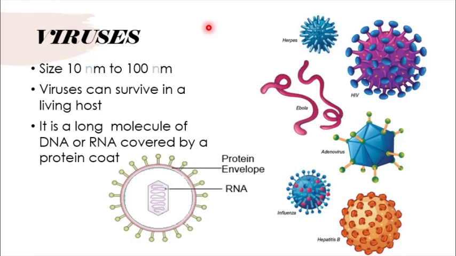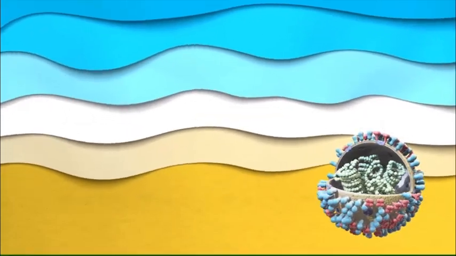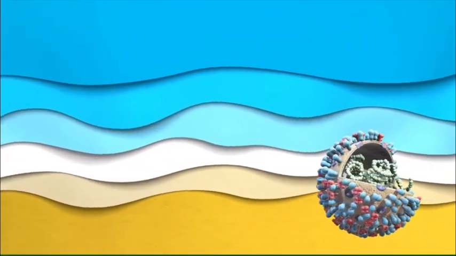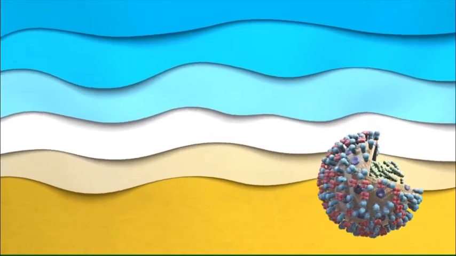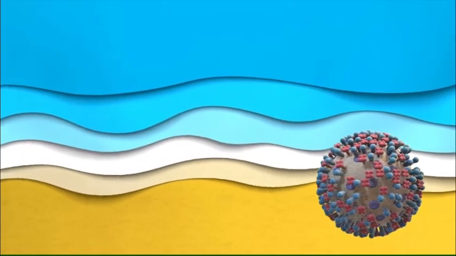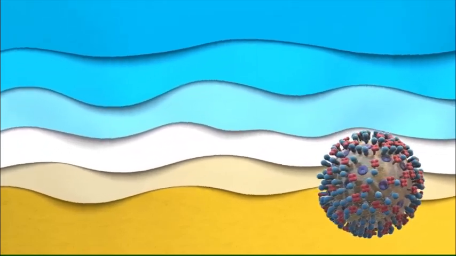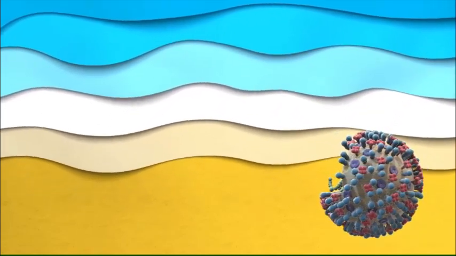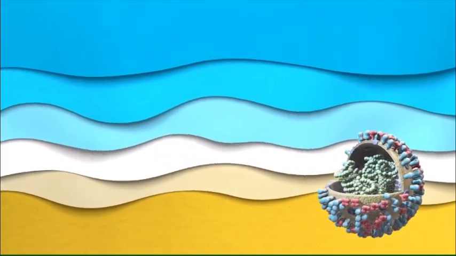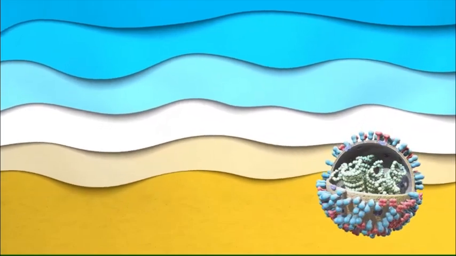Now children, you may think that in the start of the video, when we did classification of microorganisms, we did not include virus in that. So children, as viruses are not considered living organisms, they cannot be included in the classification. With this, we complete the first chapter, that is living world and classification of microbes.